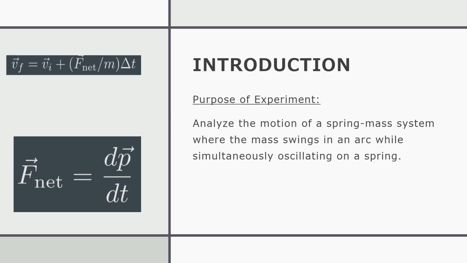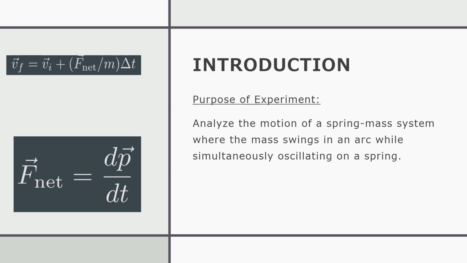So the purpose of this experiment was to analyze the motion of a spring mass system where the mass was swinging in an arc while simultaneously oscillating on the spring. I have two of many equations that I use during this lab, the first of which is the velocity update formula, the second of which is Newton's second law, where you take the derivative of momentum with respect to time.